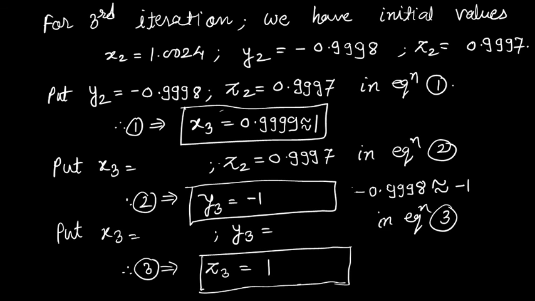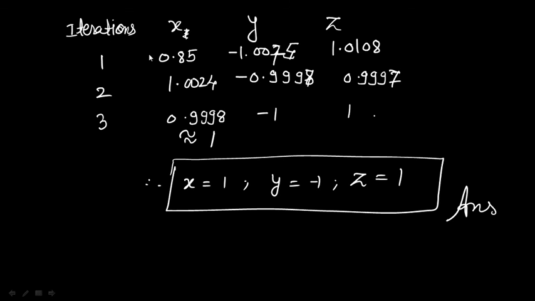Therefore, we write down the final values in the table: iterations and x, y, z values. After the first iteration, these are the x1, y1, z1 values, then x2, y2, z2 and x3, y3, z3. Now this value is approximately equal to 1. Therefore, x equal to 1, y equal to minus 1, z equal to 1, which are the required values of x, y, z using the Gauss-Seidel method. In this way, we solve problems of the Gauss-Seidel method for solving simultaneous linear equations.